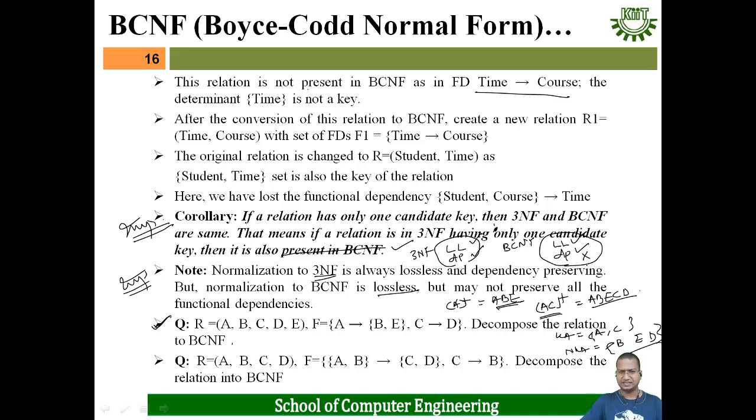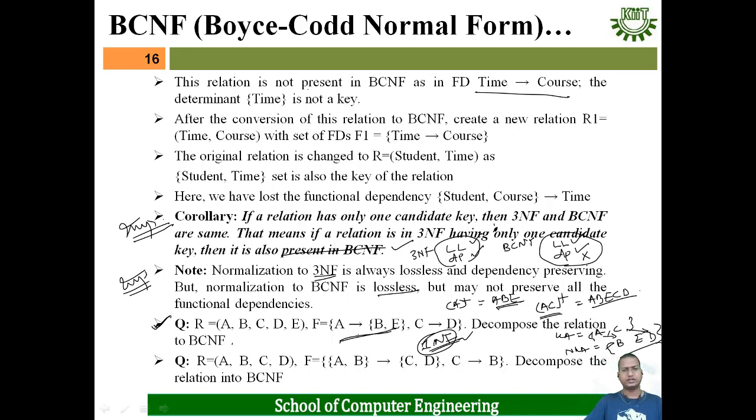Then is partial dependency present here? A to B, yes, partial dependency is present here. A to B, part of the key determining a non-key attribute. Partial dependency present means it is not in 2NF, it is in 1NF. Then C determining D is also a partial dependency. Okay, partial dependency is present here. This is in 1NF. This is not in 2NF.